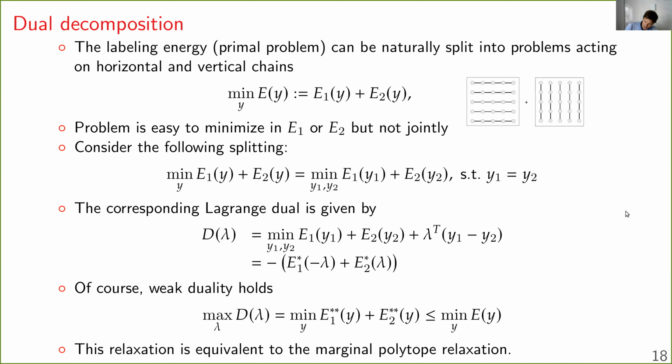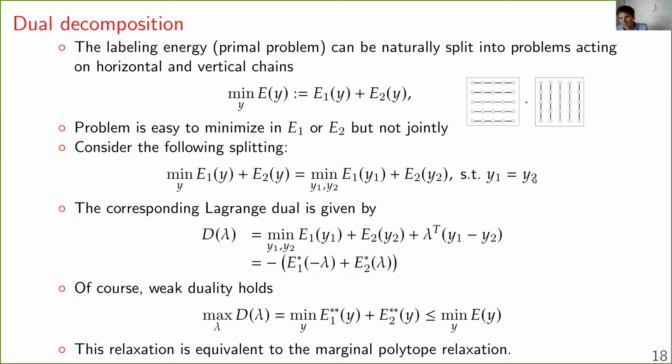So now let us turn to a more optimization-based perspective of this problem. Namely, we make use of a Lagrangian decomposition of our problem. So based on the structure that when we have a pixel grid, we can solve all horizontal chains and all vertical chains optimally. We just cannot solve the sum of the two. We can consider the following splitting. We say that we minimize the sum of the two energies, but now with two different variables, y1 and y2, with the constraint that y1 equals y2.